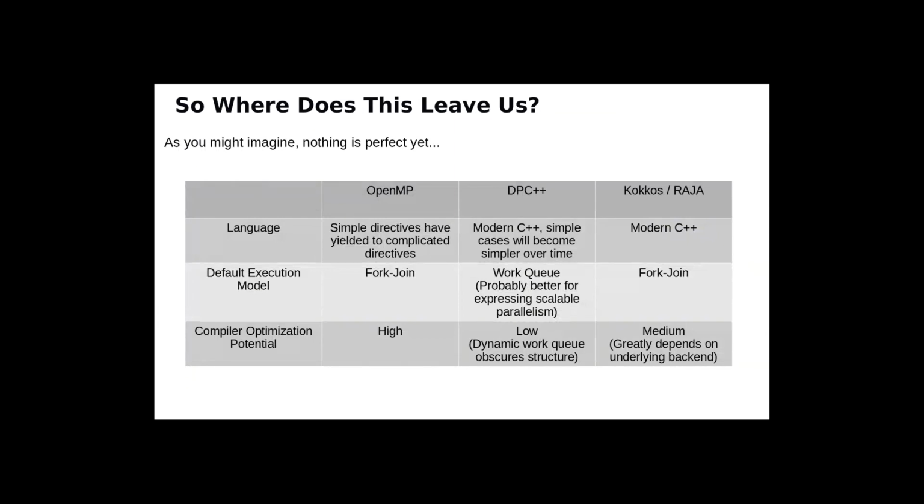We saw that it's important to consider the extent to which a compiler might be able to optimize parallel constructs in a program. This ability is most directly accessible for parallel programming models that are, in fact, part of the compiler, like OpenMP. For wrapper libraries like Kokkos and Raja, it's going to depend on what the underlying layer is. And for DPC++, this ability is probably lower than for other alternatives, especially because the dynamic work queue structure obscures the structure of the parallelism in the program.